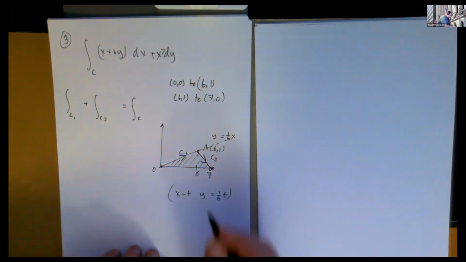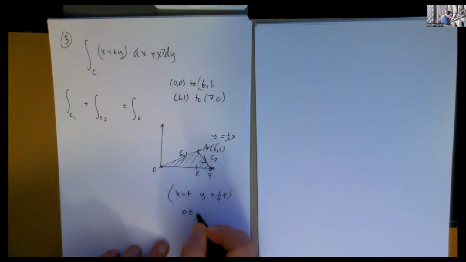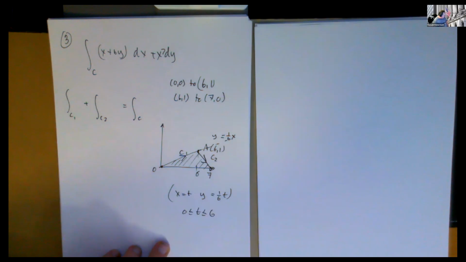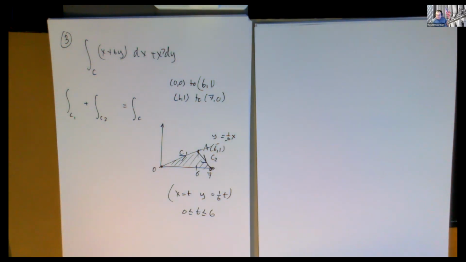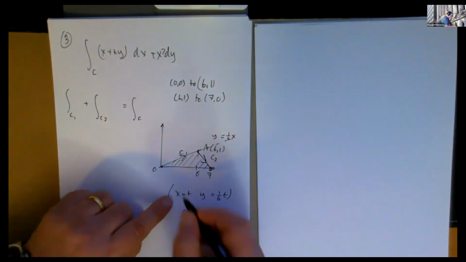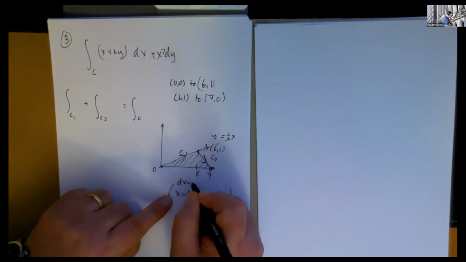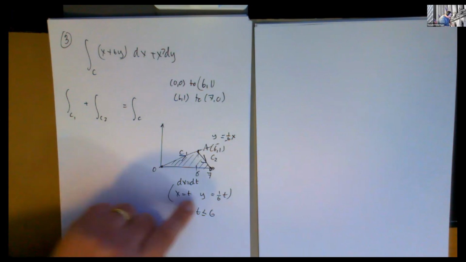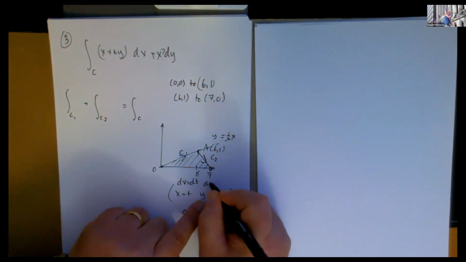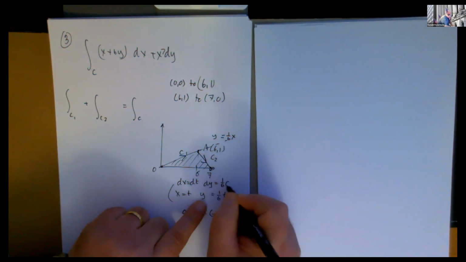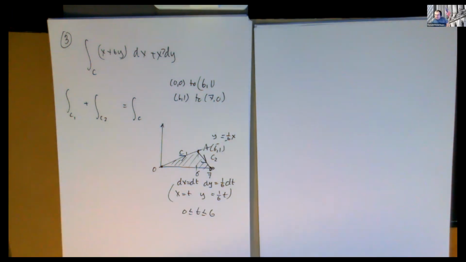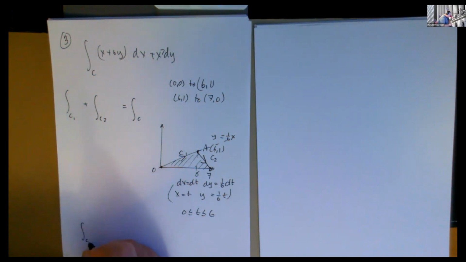Now, in this particular case, won't t go from 0 to 6? Agreed? Now, if x is equal to t, won't dx be equal to dt? And if y is 1/6 t, won't dy be 1/6 dt? Are you okay with me doing that pretty quickly without going through all the steps? So I've got all the pieces of the puzzle. Let's do the integral over C1.